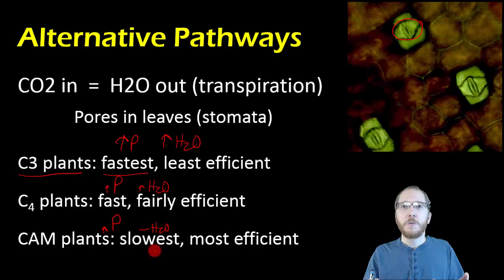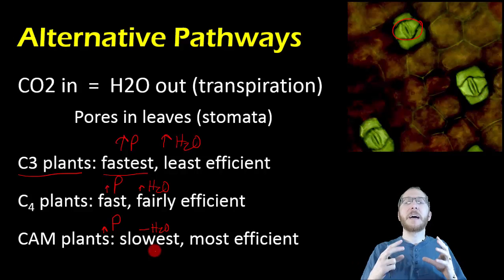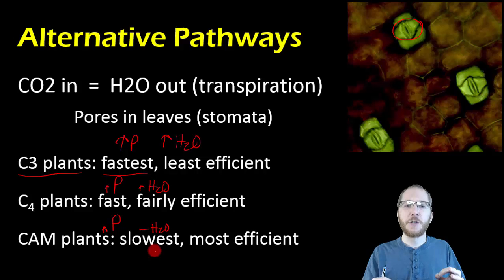Now they grow slow, so if you want to talk about something growing in an area that's a rainforest, these plants would not do well because they would be outcompeted by everybody else because water's not an issue. But if we're talking about a desert where it consistently lacks water, CAM plants thrive.